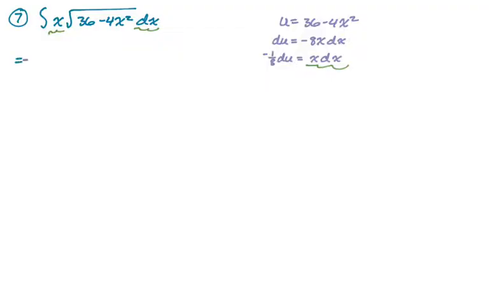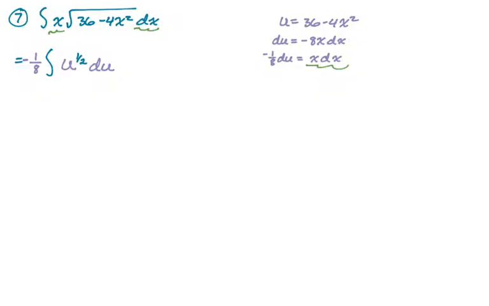Let's do our substitutions. I don't even remember if I read this problem. It's the integral of x root 36 minus 4x squared dx. Anyway, we sub in for x dx, we get negative 1/8 du. Then this will become u to the 1/2 du. Remember, radicals are like the enemy of success in calculus. You got to change them into rational exponents as soon as possible.